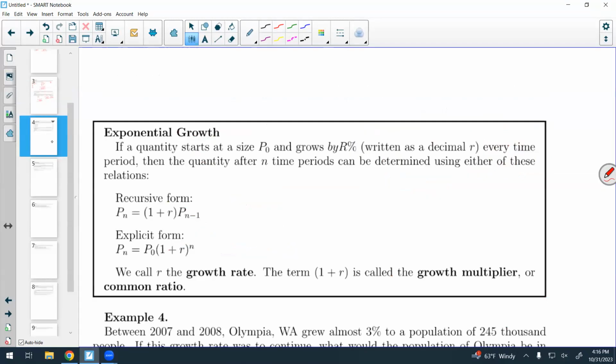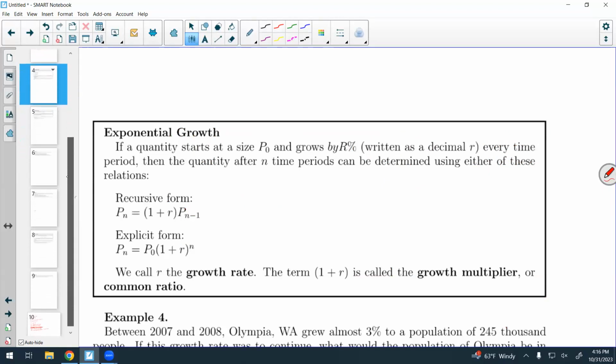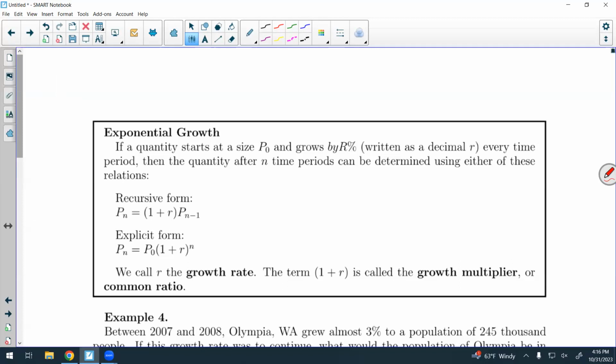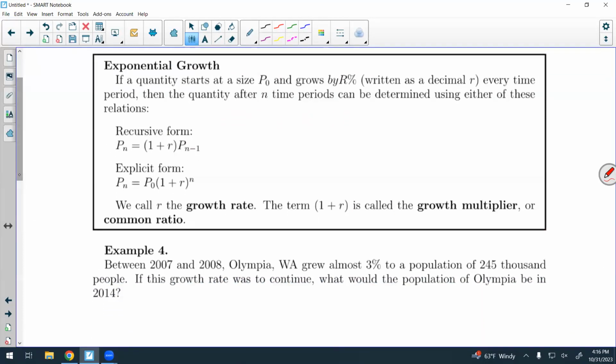So, shall we move on? Exponential growth. So, if a quantity starts at a size P sub zero and grows by R percent, written as a decimal, every time period, then the quantity after N time periods can be determined using either of these relations. I do not like recursive. It's too time consuming. So we have an explicit form. P sub n equals P sub zero times 1 plus R to the nth. We call R the growth rate. The term 1 plus R is a growth multiplier or common ratio.